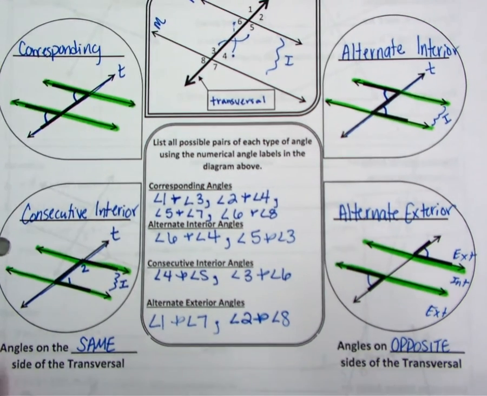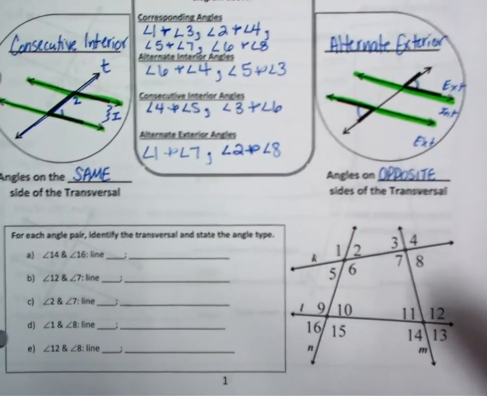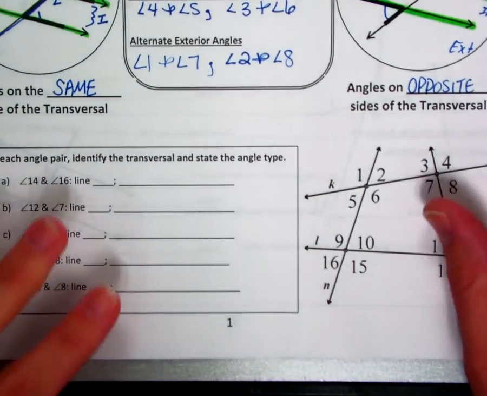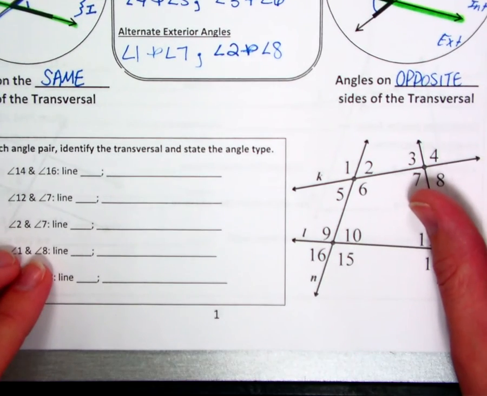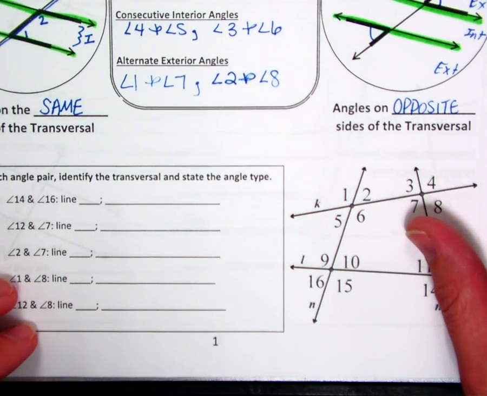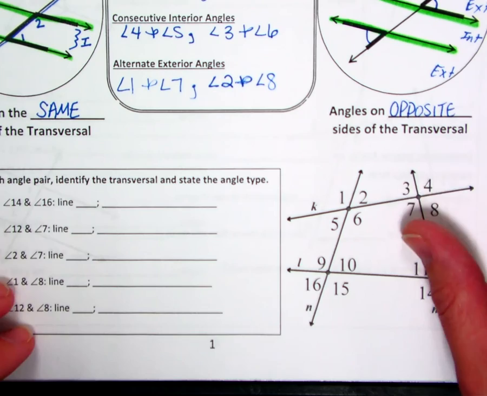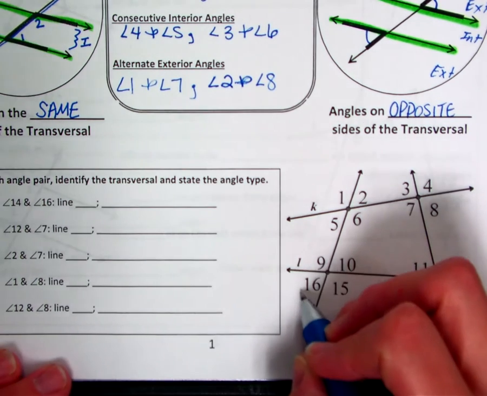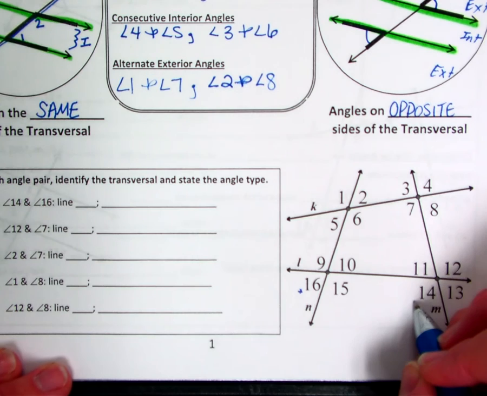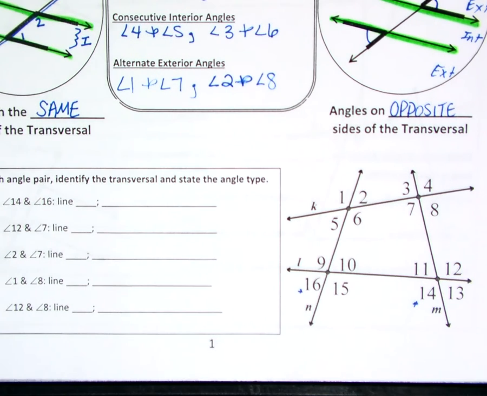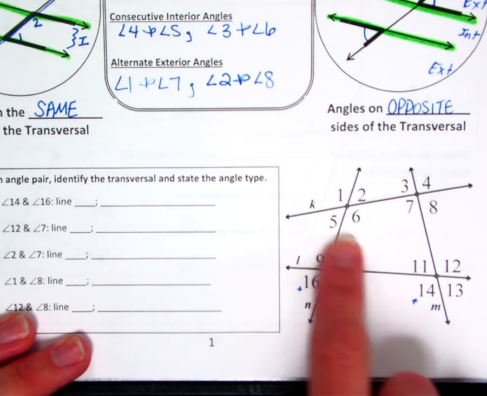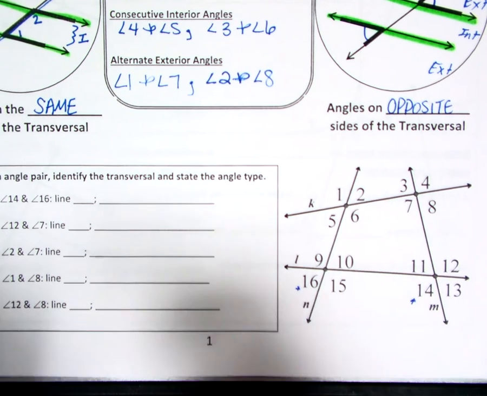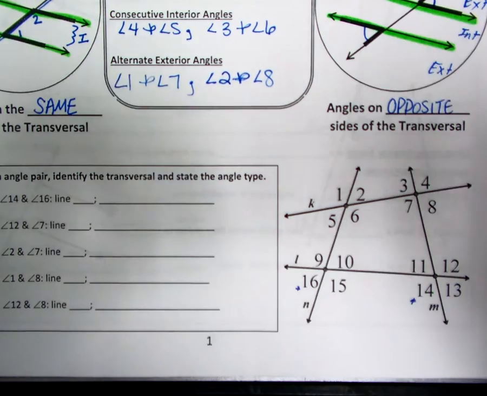Here we go, 14 and 16. We're going to go down to this picture at the bottom that's a little bit more complicated. And we're talking about angles 14 and 16. What kind of angles are those, and what is my transversal? Okay, so if I'm looking at it, 16 is here, 14 is here. So 16 is in this group of 4, 14 is in this group of 4.